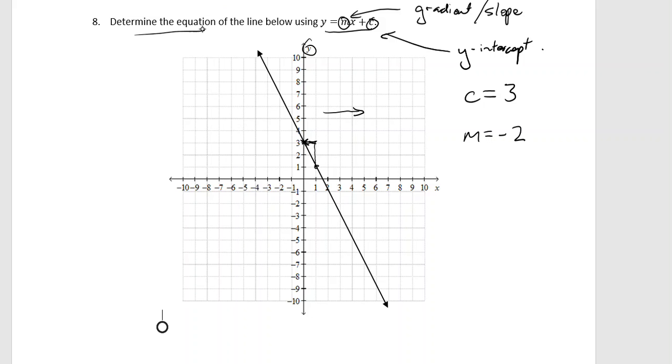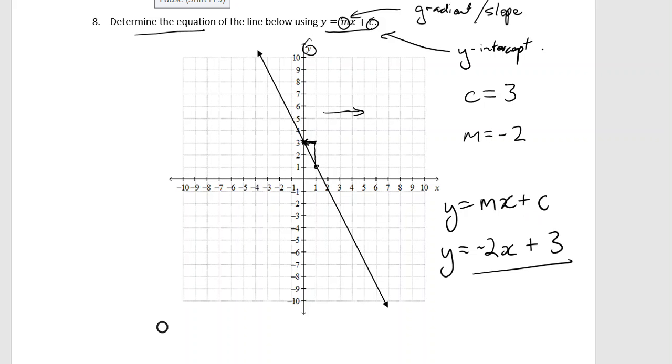So if we've been asked to determine the equation of that line, and we've got our m and c, we simply rewrite y equals mx plus c, but instead of writing our m and our c as m's and c's, we write in the values that they're worth. So we rewrite that exact same thing. Y equals, m is -2, so -2x plus c, which is 3. So that's our final answer. Y equals -2x plus 3.